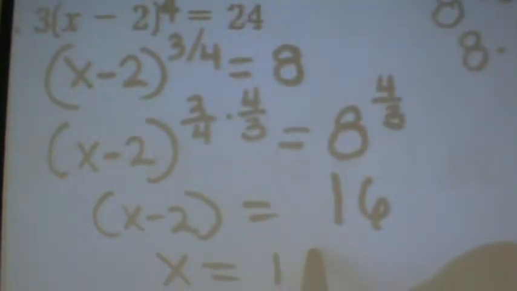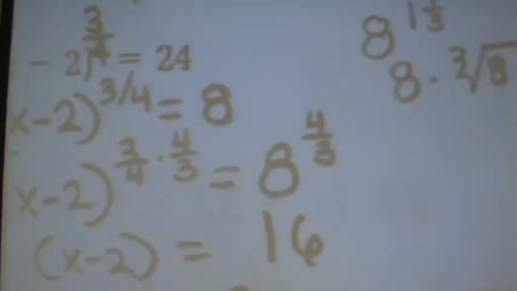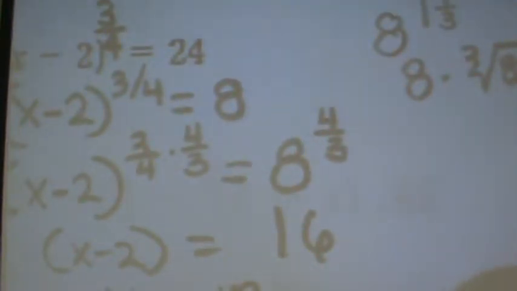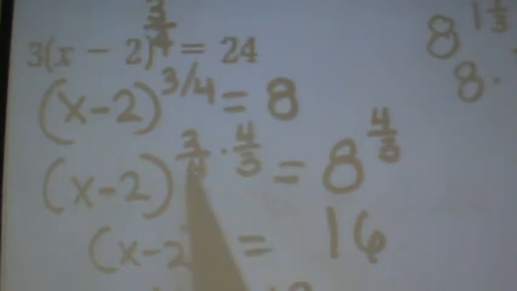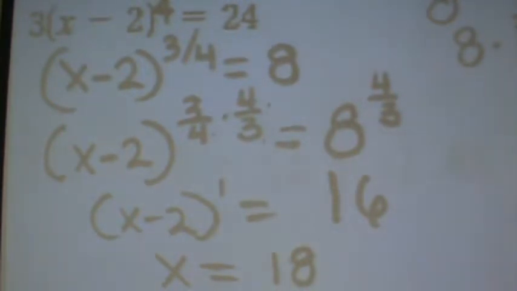Wait, you're still in the parentheses. Don't you still have an exponent? The parentheses are done now. 3/4 times 4/3 is 1. You don't need it. Oh, the parentheses threw me off, okay. It's gone. Yeah, you could just drop it. Lose the parentheses.